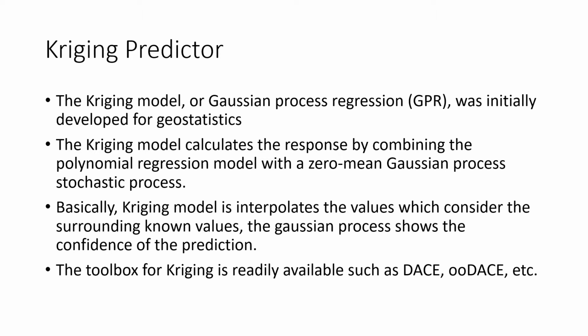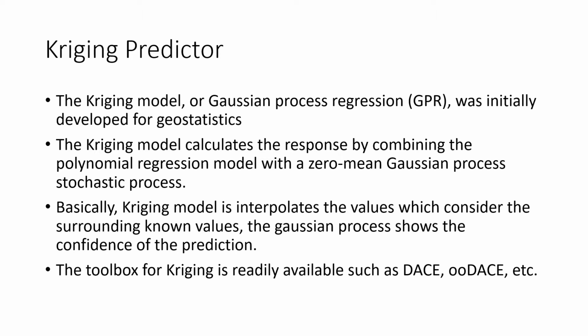The Kriging model, or the GPR, which is Gaussian process regression, was initially developed for the geostatistics. So it is used to calculate the mining operation. So we have the coordinates of a mine. So we have the x and the y and the z of a point for the mining, and it will interpolate the area for it.